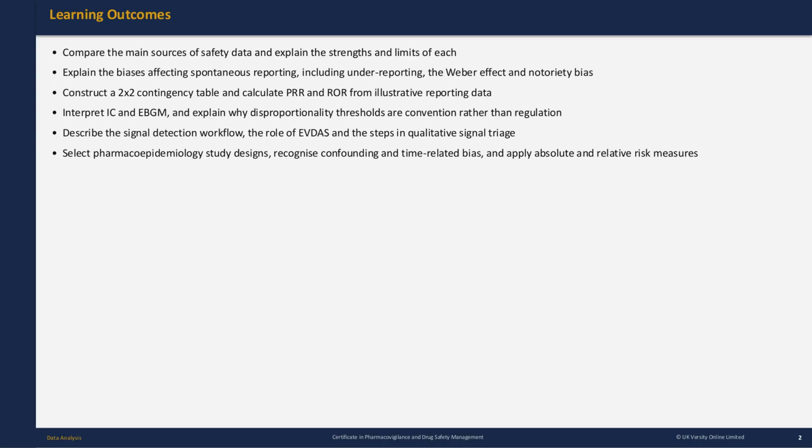Learning outcomes. Compare the main sources of safety data and explain the strengths and limits of each. Explain the biases affecting spontaneous reporting, including underreporting, the Weber effect, and notoriety bias. Construct a 2x2 contingency table and calculate PRR and ROR from illustrative reporting data. Interpret IC and EBGM and explain why disproportionality thresholds are convention rather than regulation.